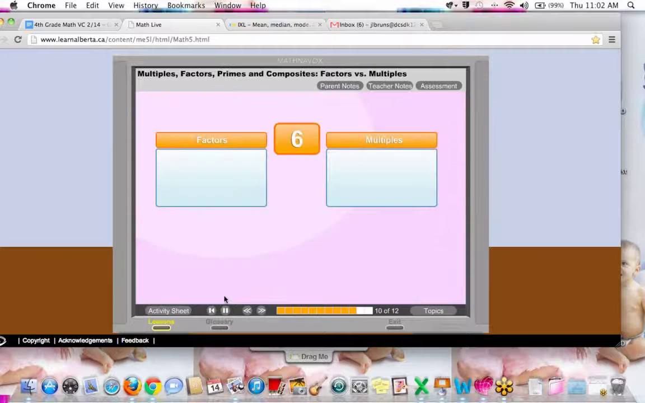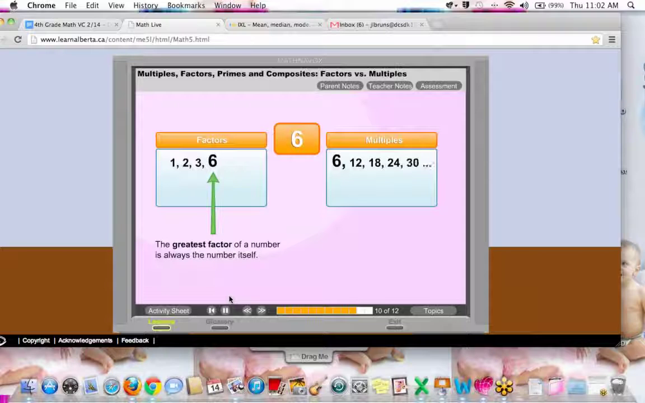All right. Here's a way to remember the difference between factors and multiples. Let's look at number 6 as an example. The factors of 6 are 1, 2, 3, and 6. The greatest factor of a number is always the number itself. The multiples of 6 are 6, 12, 18, 24, 30, and so on. The least multiple of a number is always the number itself. If you can remember this, you should have no problem knowing the difference between factors and multiples of a number.